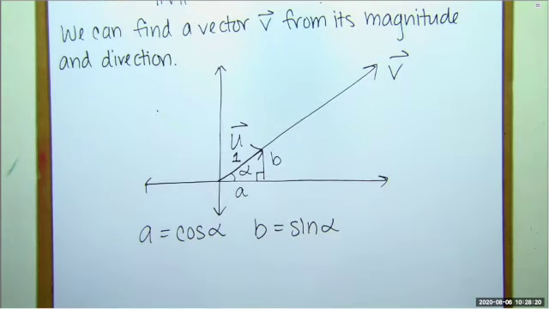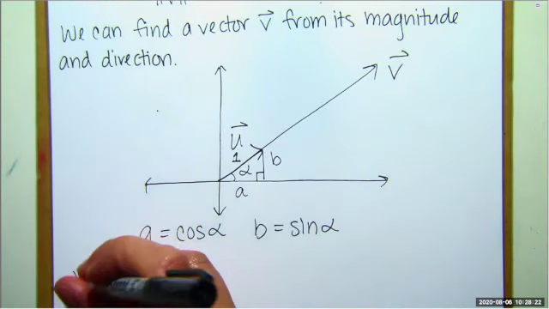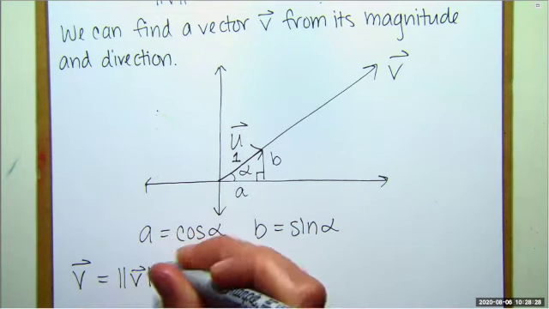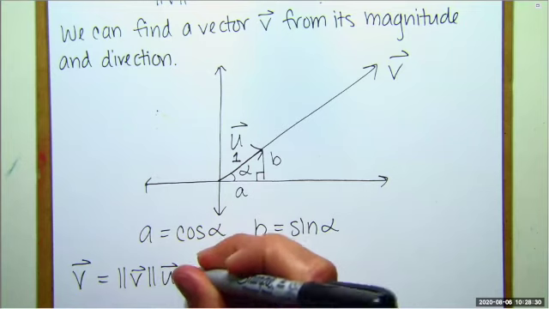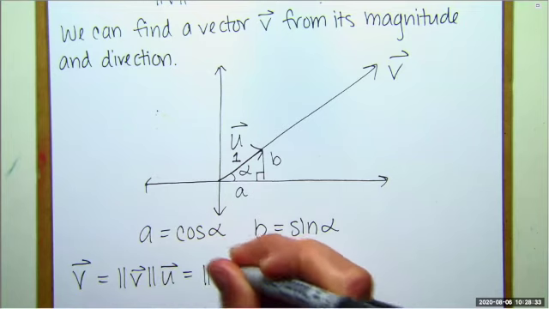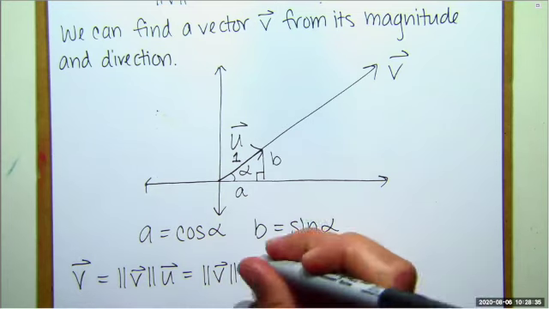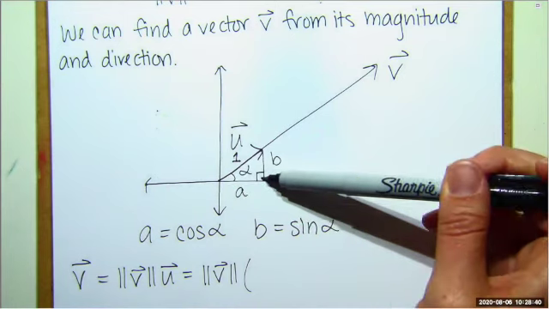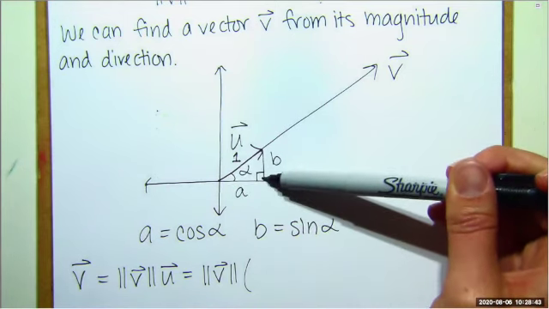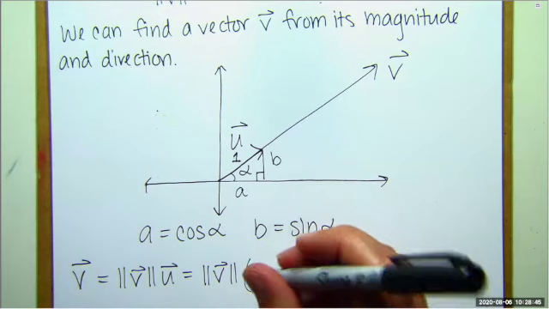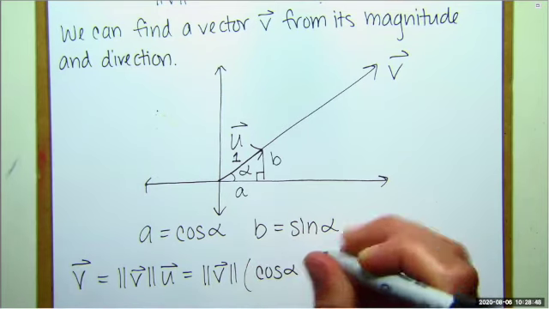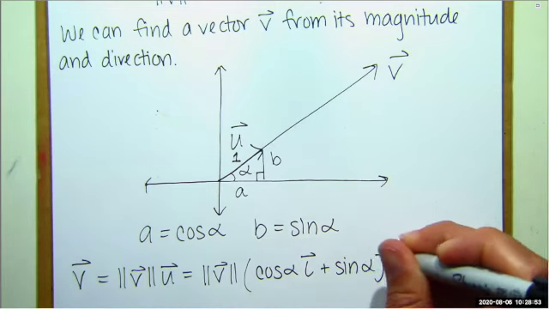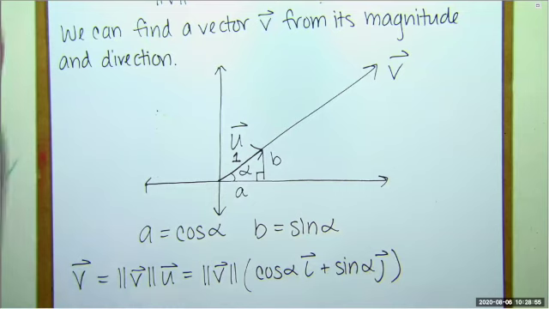Okay, so here's our big conclusion and how it relates to trig. If we have a vector v, we know we can write it as its magnitude times a unit vector in its direction. So we have the magnitude, and this unit vector has a horizontal component of cosine alpha and a vertical component of sine alpha. So the unit vector is given by cosine alpha i plus sine alpha j. Okay, so this is the big conclusion here.